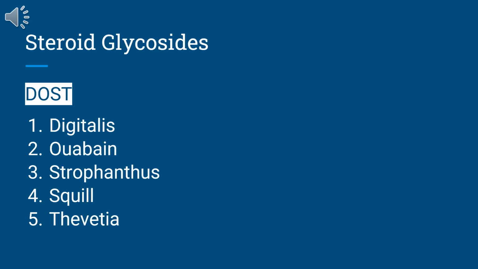Next class is steroid glycosides. Examples for steroid glycosides can be remembered with the word DOST. D for digitalis, O for ouabain, S for strophanthus and squill, T for tivacia.